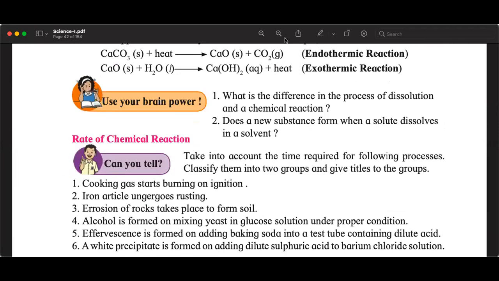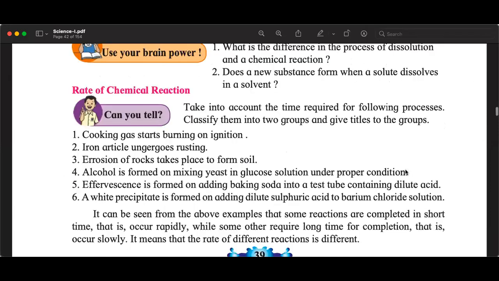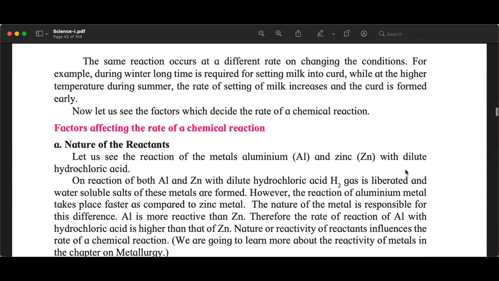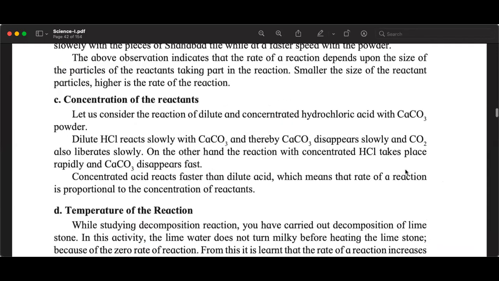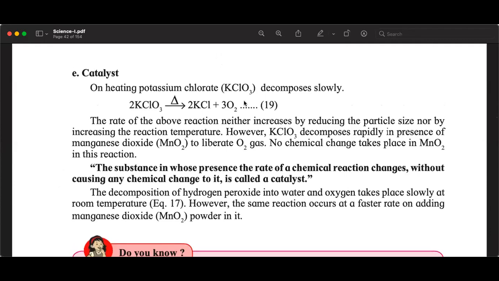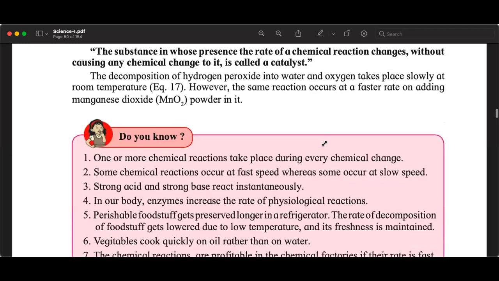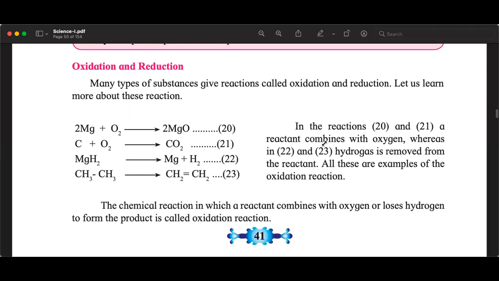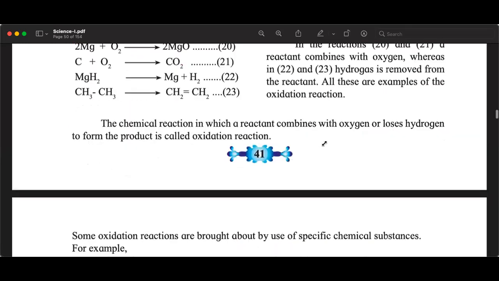We will also try to understand how we can increase the speed of the reaction or decrease the speed of the reaction. So one of the main things that we will study in this part is catalyst. You may be aware of this word, catalyst and enzymes. We have used these words before last year. Oxidation and reduction reactions.